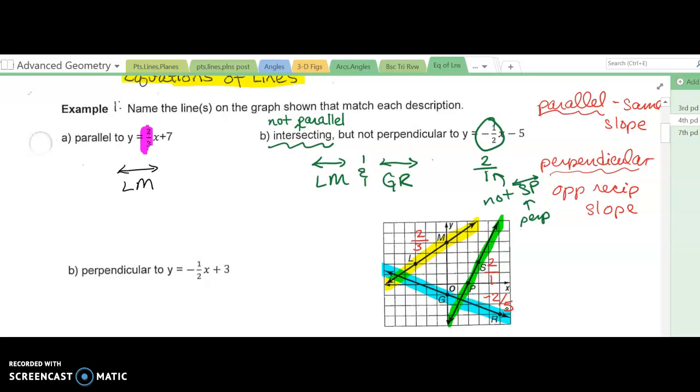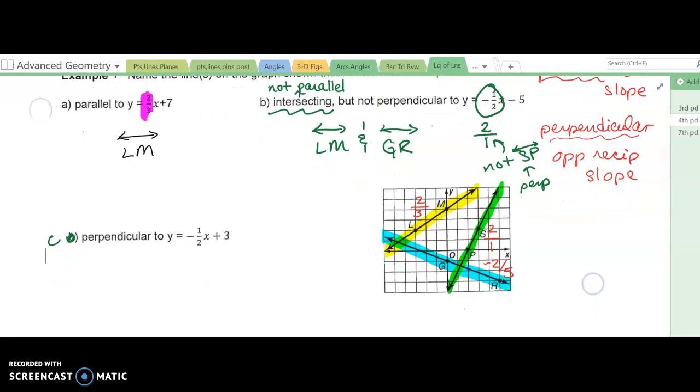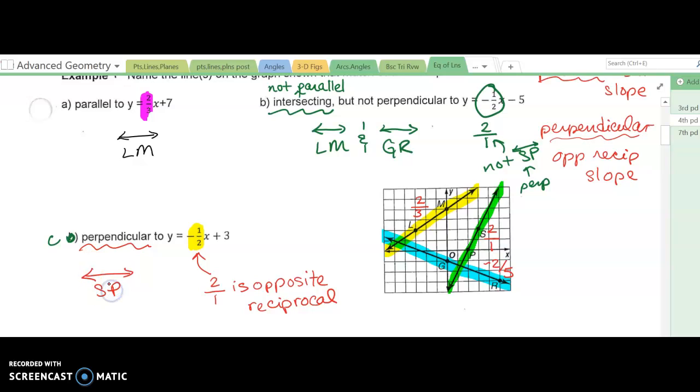Okay, so I'll let you try part B, and then the second part B, I guess we should call that part C, and we'll come back and check. Ready? You try. Okay, so we knew that if it was perpendicular, we were looking for the opposite reciprocal slope, and the opposite reciprocal of -1/2 was +2 over 1. So I hope you said SP was the answer we were looking for on that one.